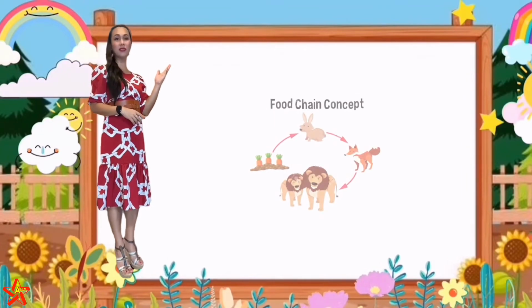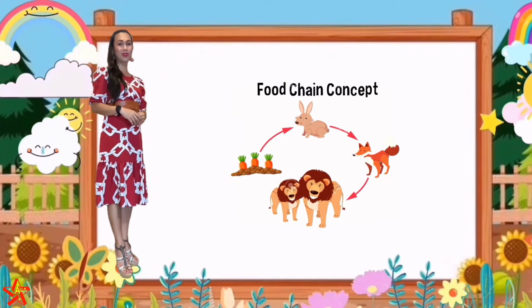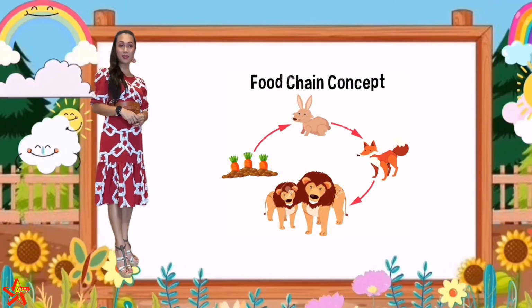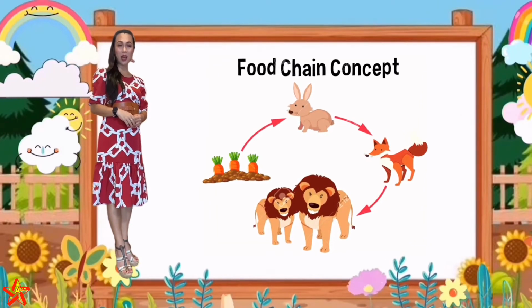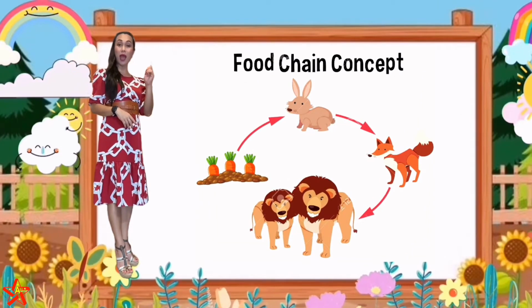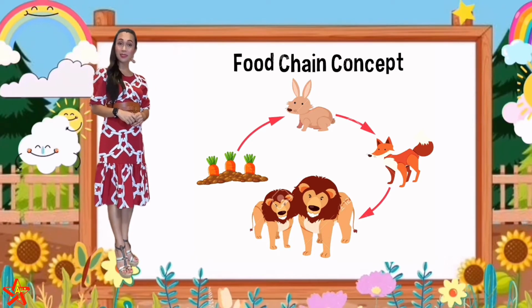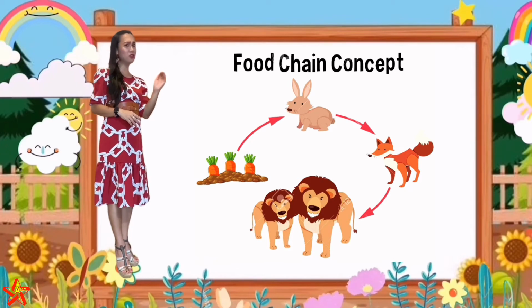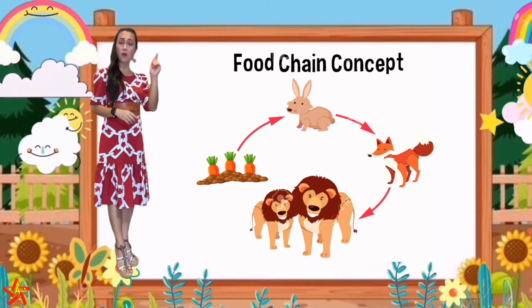Study this food chain concept. Can you look at the picture for me, please? Okay, we have carrots, rabbit, fox, and lion. Now, the rabbit, what does the rabbit eat? Very good, carrots. How about the fox? Very good. The fox eats rabbit.